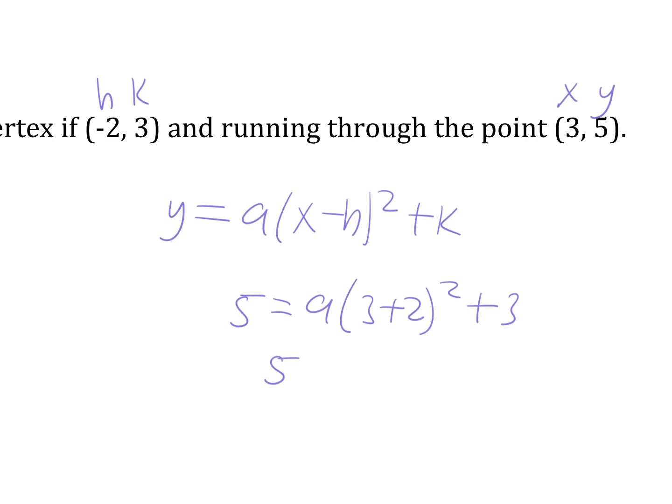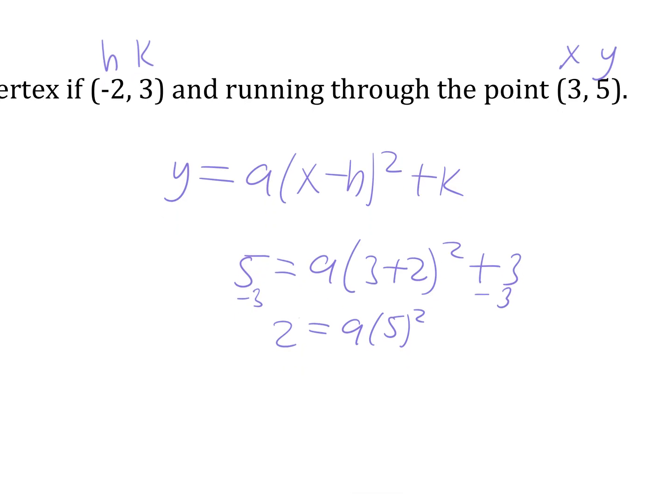So this is going to get me 5 equals A times 5 squared. And then when you subtract 3 on both sides, well, actually, let me erase that, right? That's going to get you a 2. So I get 2 equals A times 5 squared. So I get 2 is 25A, and then I divide both sides by 25. And so I get A equals 2 over 25.